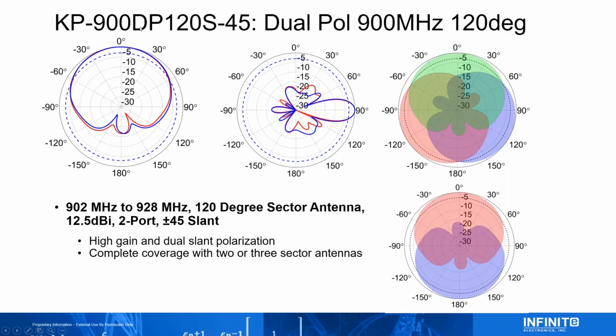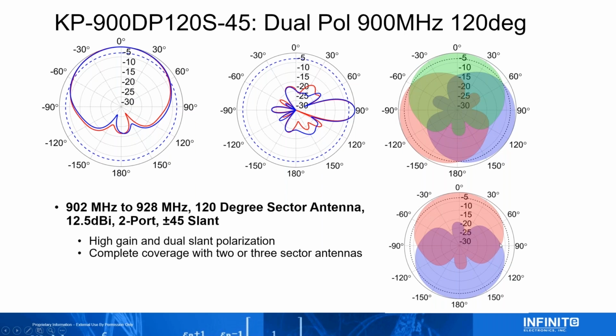We released in this phase 2 a dual pole 120 degree sector. It's a little bit big, but the big comes with gain. So it's 12.5 dBi. Very high gain, very high performance antenna, good front to back, and you can put 2 up on a tower and get really good coverage.